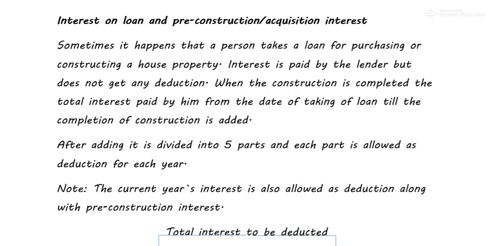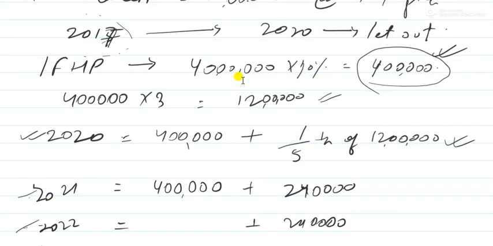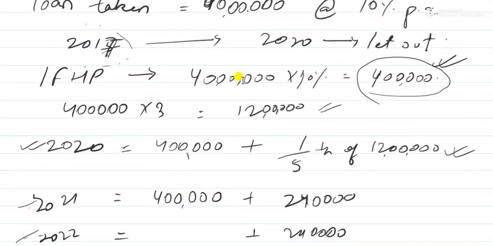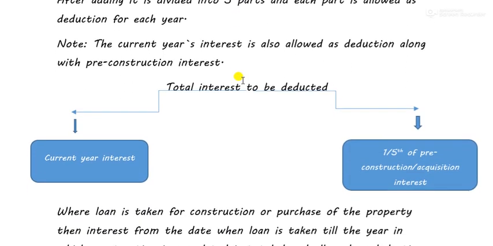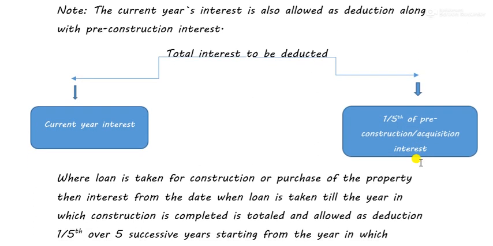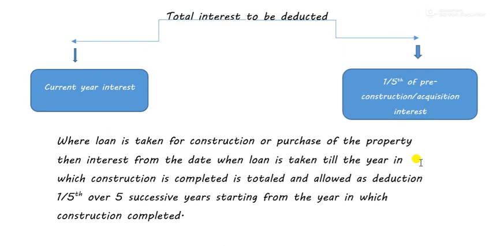You can copy this for your reference, and you can also copy this example. This example is also important. Now this one also you can copy. Total interest to be deducted is current year interest plus 1/5 of pre-construction or acquisition interest. Construction and acquisition are the same thing, I explained it to you.